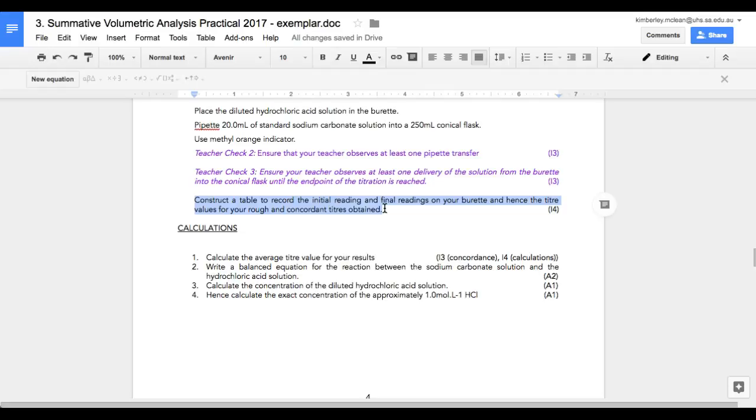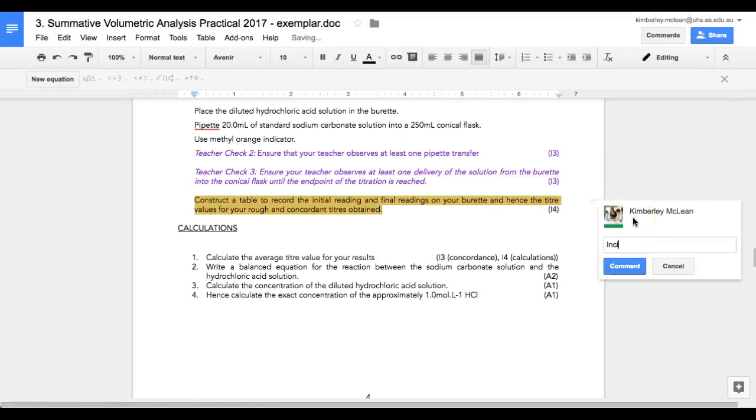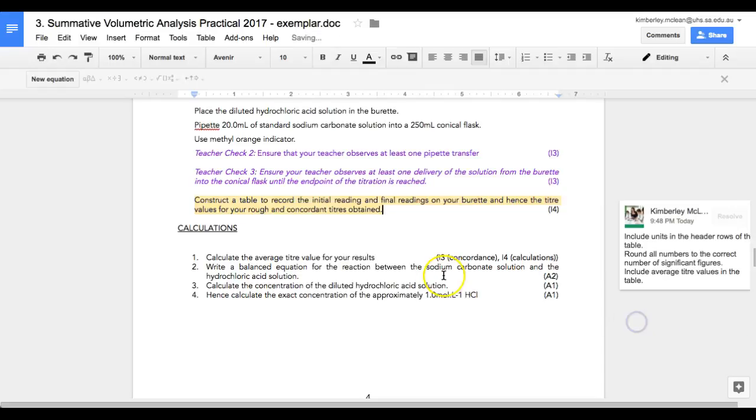It's important that you remember, for example, to include units in the header rows of the table, round all numbers to the correct number of significant figures, if I could spell, and include average titer values in that table. Okay.